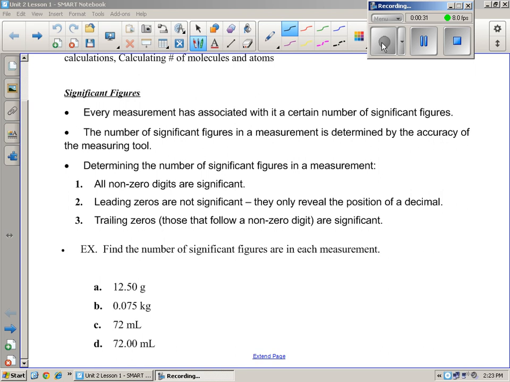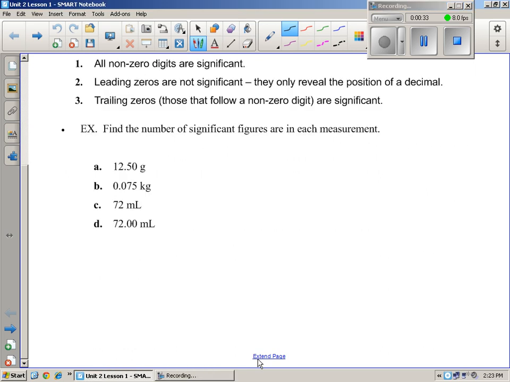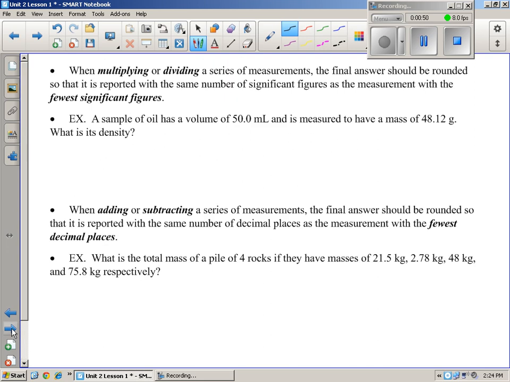So, for example, when we look at numbers like this here, zeros at the end are significant, so that's 4. Zeros in the front don't count, so we only have 2 here for this one. 72, that's 2. 72.00, zeros at the end count, zeros in the front don't. So that's 4. We did this on Friday as well.